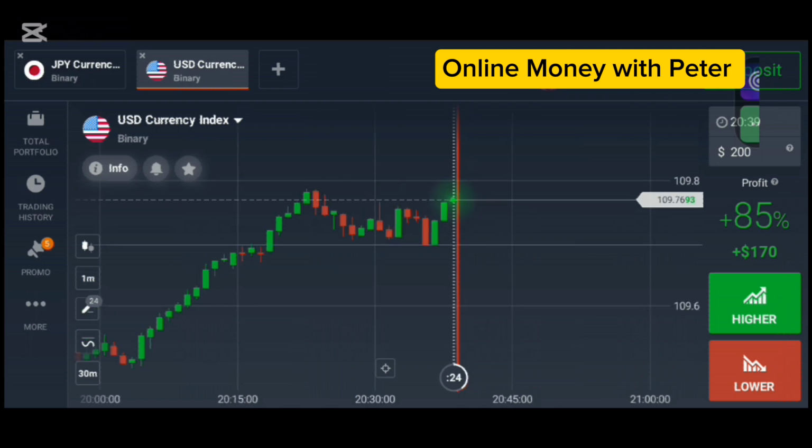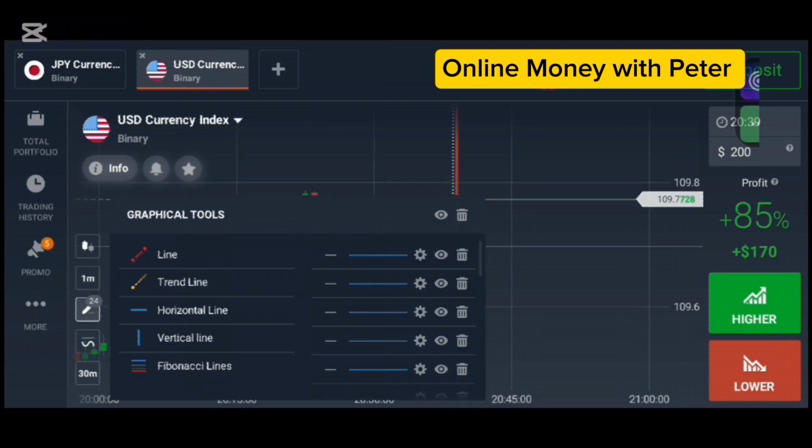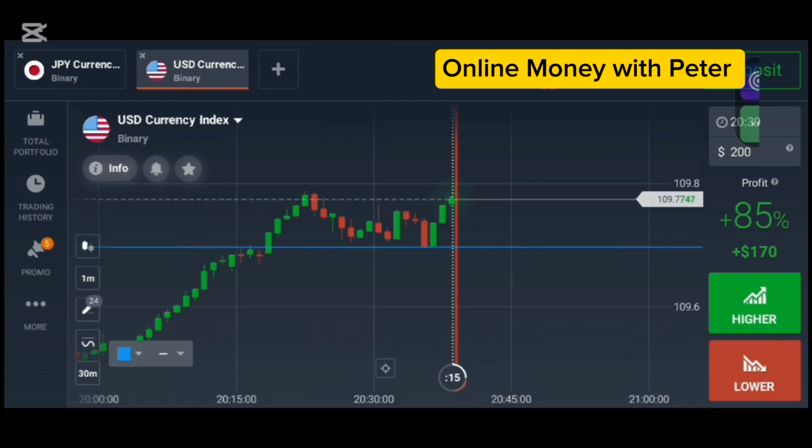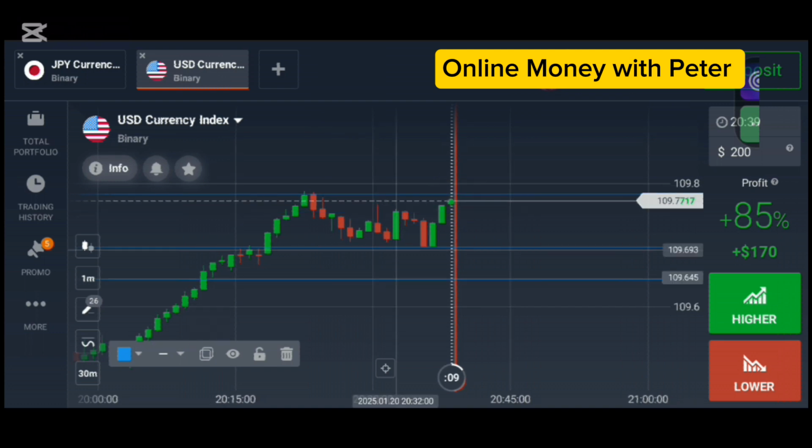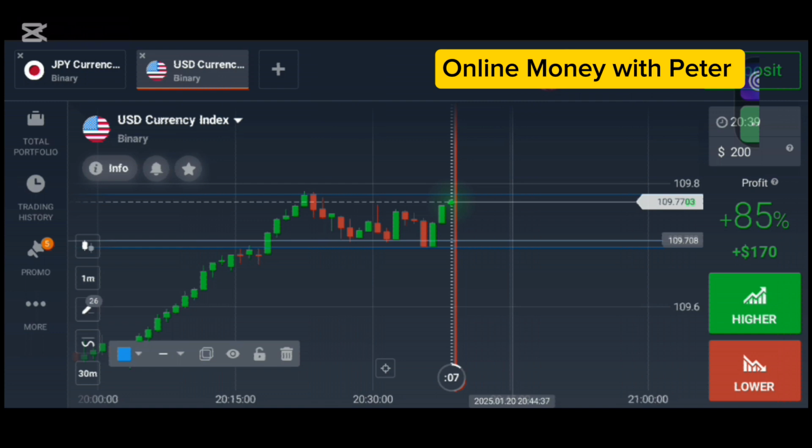Okay, so this USD currency index. Okay, I place my horizontal line here again. Okay, and I'll duplicate it and place. Okay, there's one there already. Okay, so I'll have to delete this one.